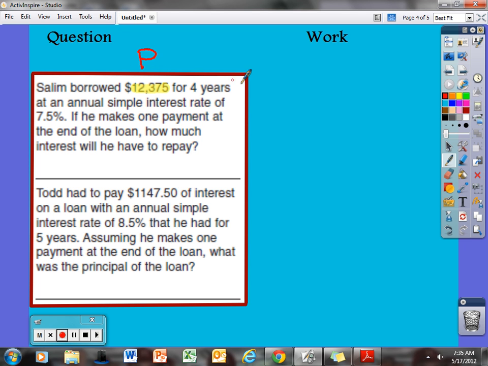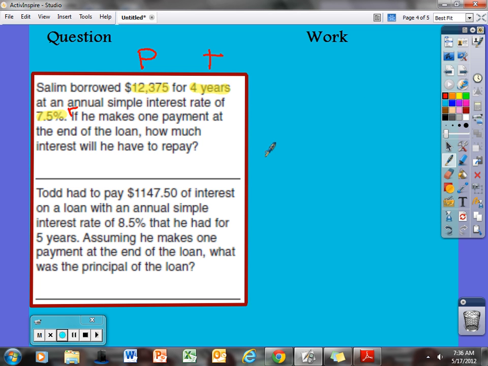Remember, you can either borrow, that's the principal, or you can put money in like a bond or something like that. That's where you're putting money into the bank, letting them use that money so that you can collect interest on it. Now he's borrowing that money for 4 years. I now know that that is the time. That's how long he has to pay that loan back at an annual simple interest rate of 7.5%. So annually he's paying 7.5% on that principal. That would be my rate.